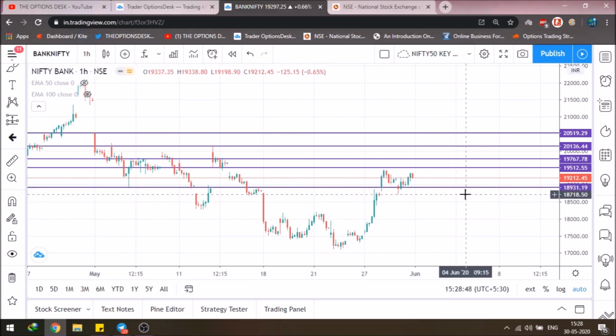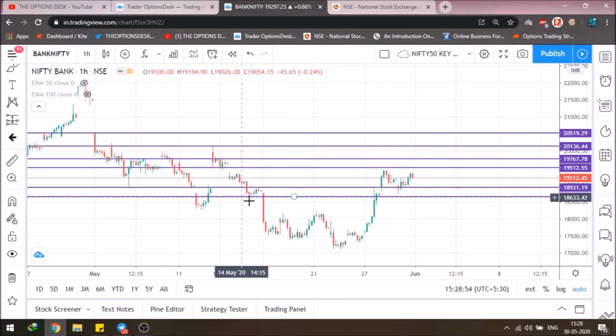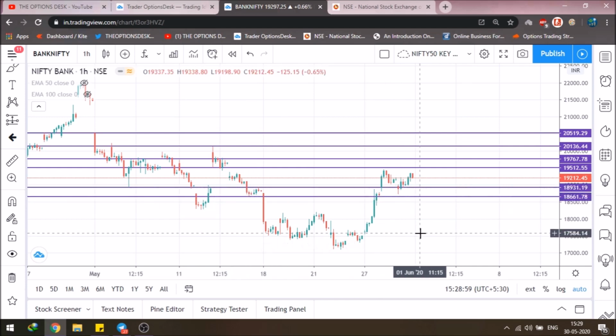My first target I will take as this level, because that is a consolidation zone again. As you can see, this is a support now, and this has also acted as support of this candlestick. So approximately around 18,700 till 18,660, plus minus 40 points error, I will take as my support in the Bank Nifty.